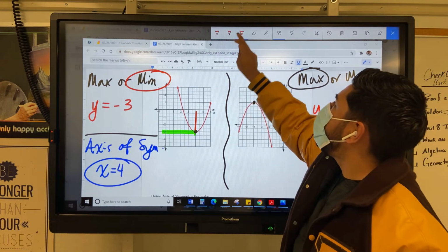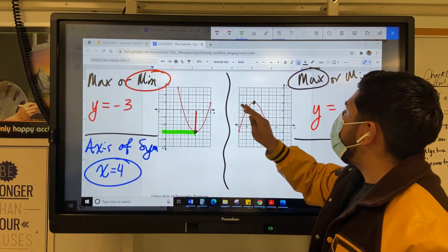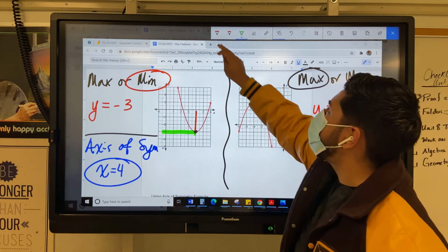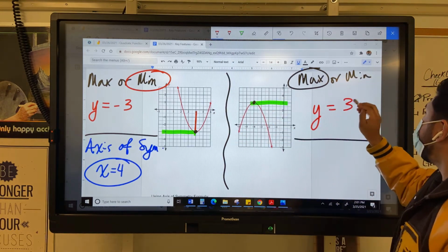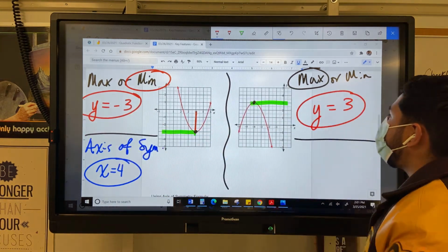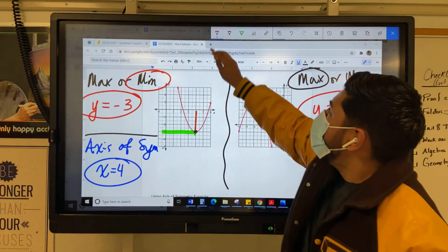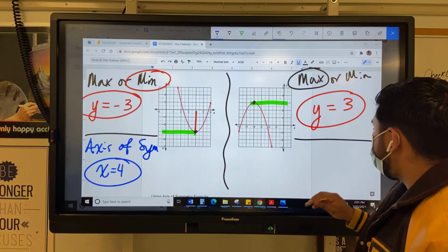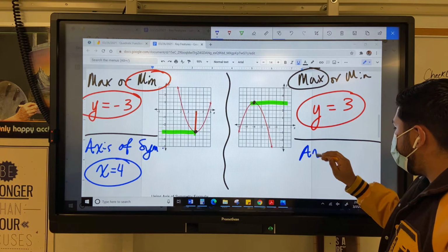Get my highlighter. Max value is +3. Nice. Sorry, I forgot to circle this. Nice. Okay, next, axis of symmetry.